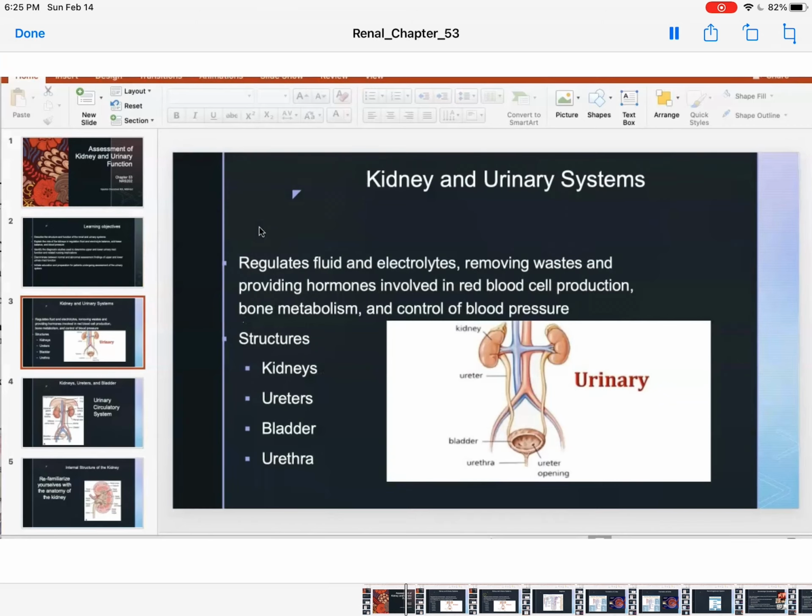The kidney and urinary systems regulate fluid and electrolytes, remove waste, and provide hormones involved in red blood cell production, bone metabolism, and control of blood pressure. Structures consist of the kidneys, ureters, bladder, and urethra.